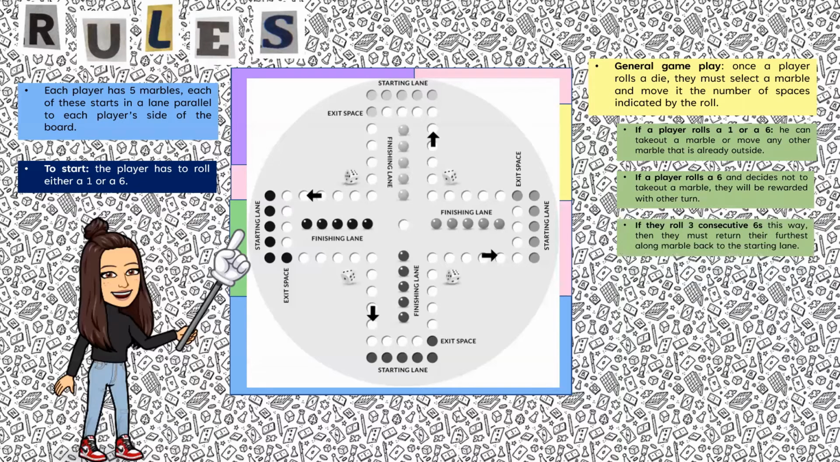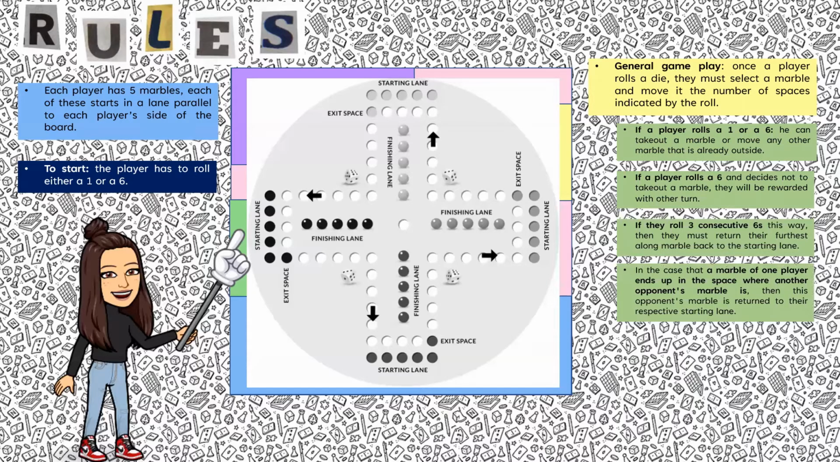If they roll 3 consecutive 6s this way, then they must return their furthest along marble back to the starting lane. If during any of these turns the player decides to use one of these rolls to move any other marble outside the starting lane, they will not get another turn. Obviously, when rolling a 6 at the beginning of the game, a marble must be taken out of the starting lane, so the player won't get another turn either.